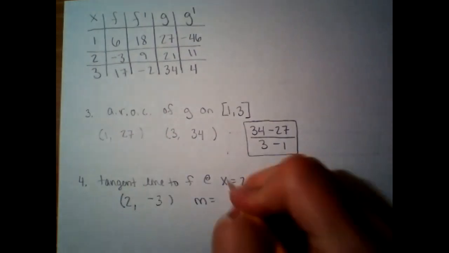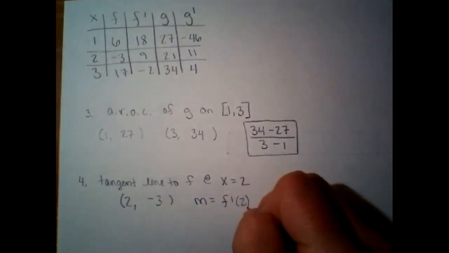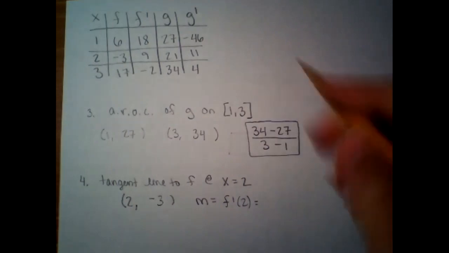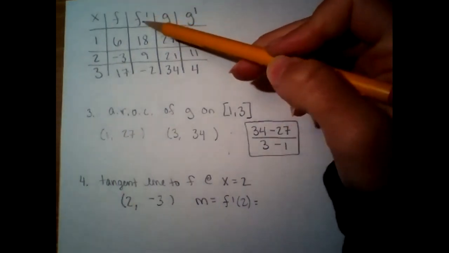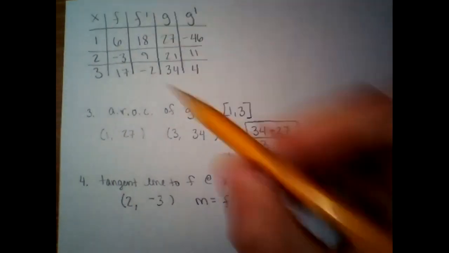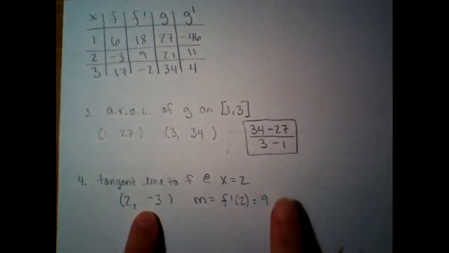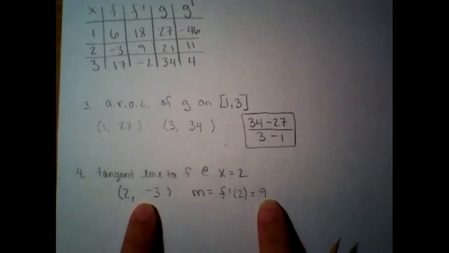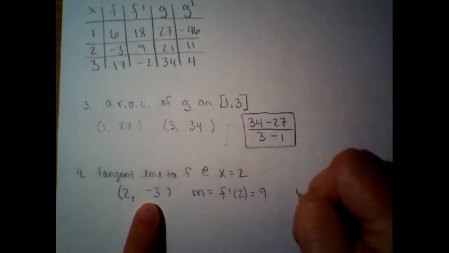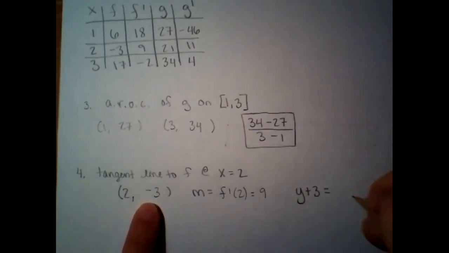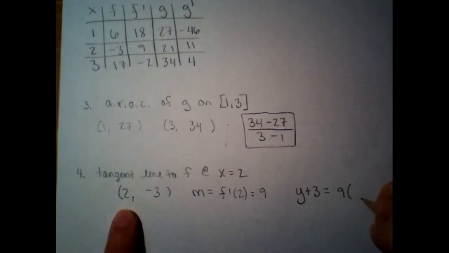And then the slope comes from the derivative. So that's going to be f prime of 2. So here's the f prime column. F prime of 2 is 9. So here's your point, here's your slope. If you put that together into an equation, you will have y plus 3 equals 9 times (x minus 2).